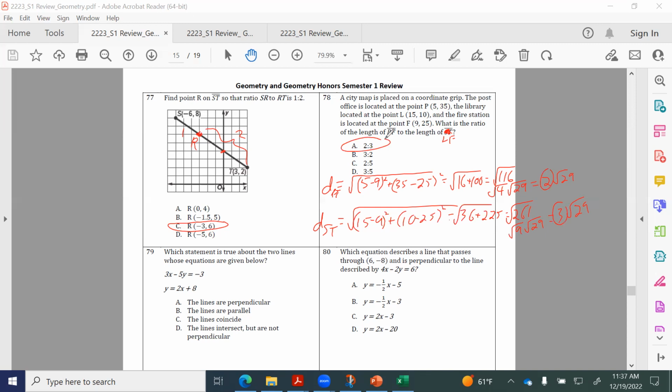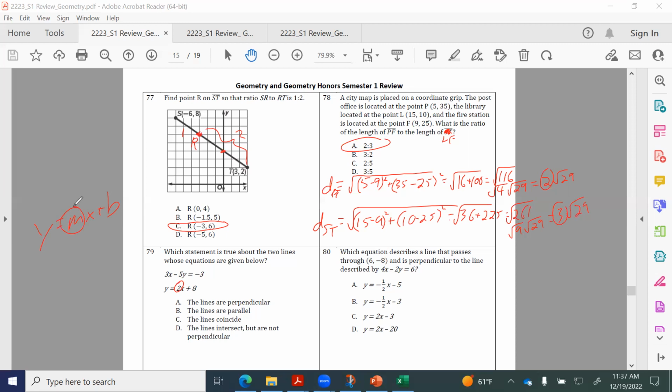Number 79. Which statement is true about the 2 lines and equations that are given? They're asking us whether the lines are parallel, perpendicular, coincide, intersect, or are not perpendicular. Well, we need to know the slope for that. This one, you can see the slope: it's 2. This one, we don't know the slope. We have to change it into a format. Slope-intercept form is a good option. So we have to get y by itself. If we get y by itself, then the m value represents slope.